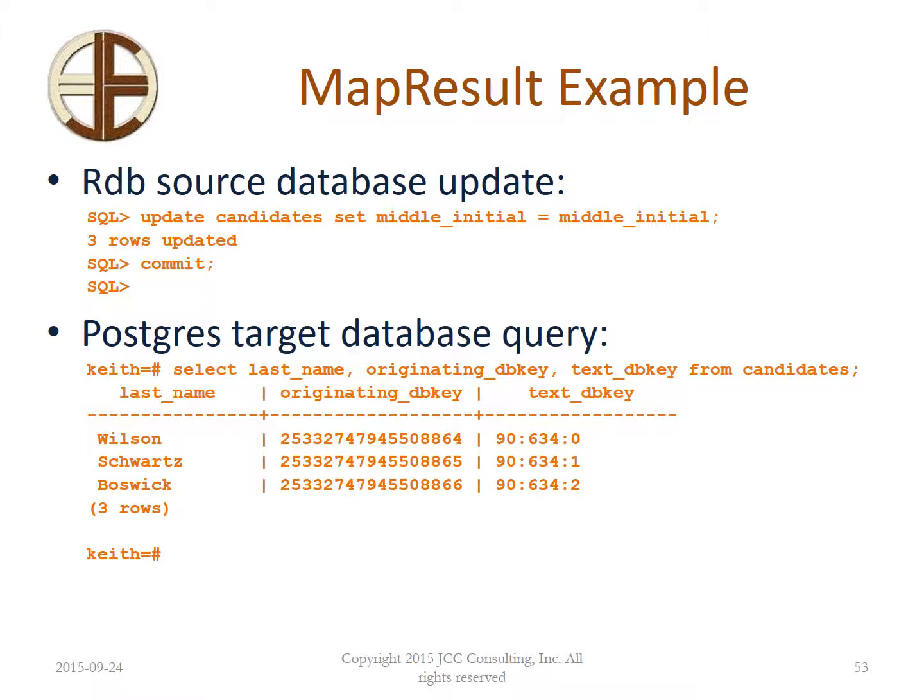In this example, I'm doing a no change update on the source database, and I've added a text DB key column to the target database. So I've got the originating DB key, which is a big int, and the text DB key, which is a character string showing the text format of RDB DB keys. If you've worked with RDB, you've probably seen DB keys that look similar to this.